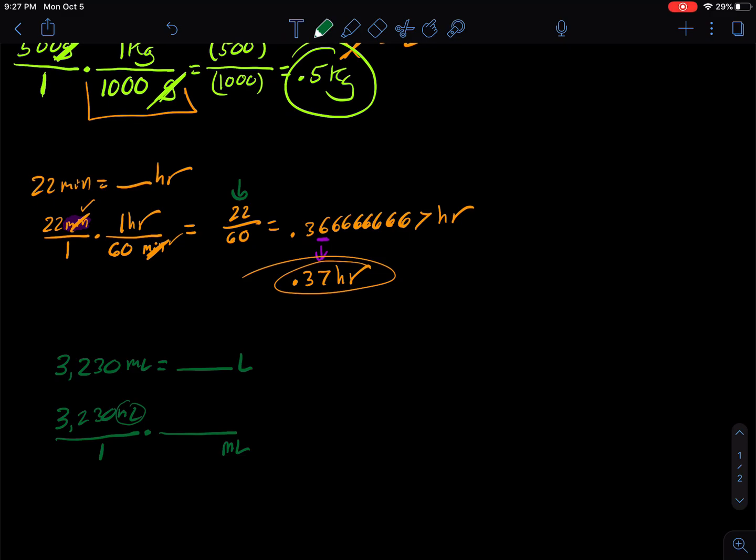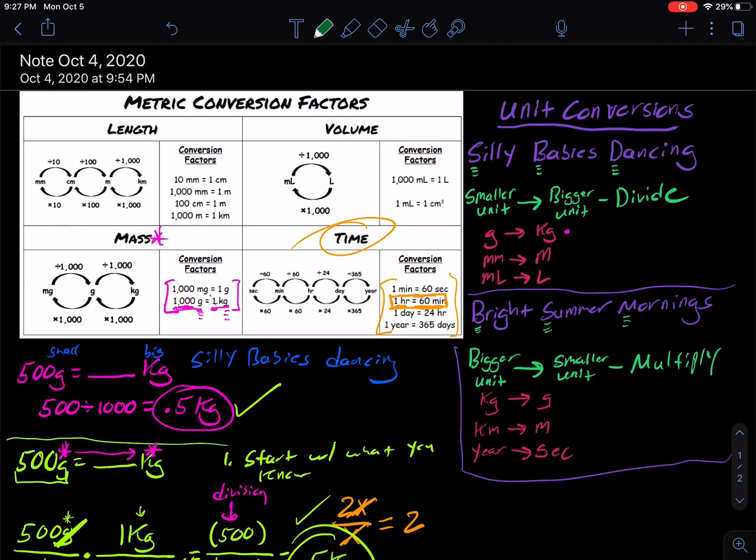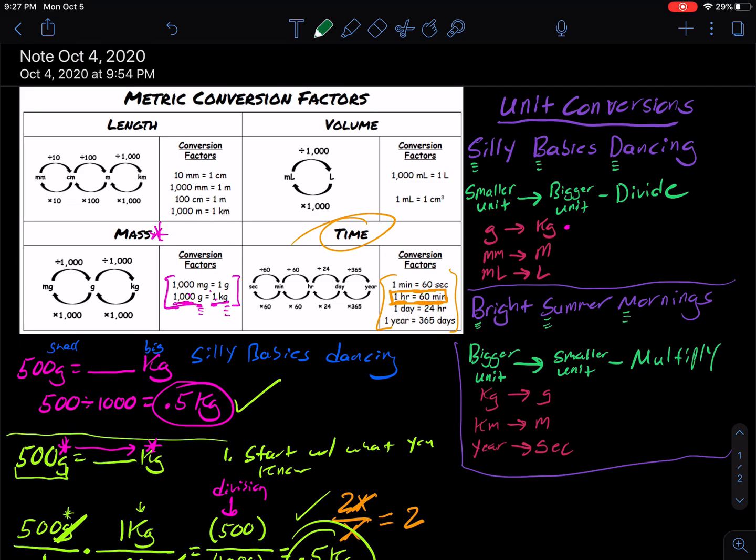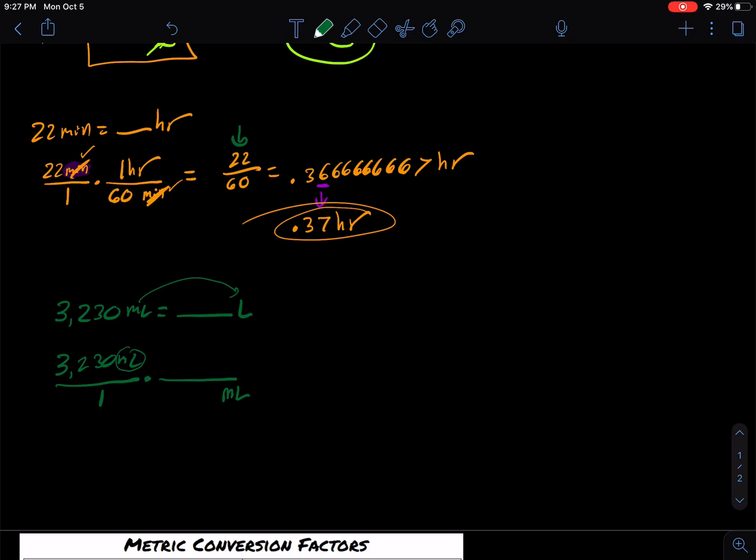So let's go up to the conversion factors. Does it say anywhere about going milliliters to liters? We know milliliters and liters is a unit of volume. So we're actually going to be going right here. And if we look, yes, we can. 1,000 milliliters equals 1 liter.